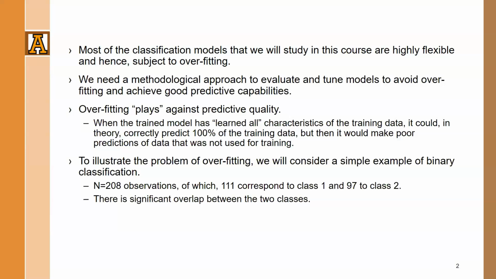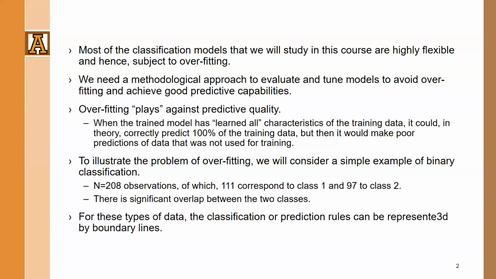Now we use here a simple example of binary classification with simulated data. We have n equals 208 observations. Of those 208 observations, 111 correspond to class 1 and 97 to class 2. So it's almost balanced. It's not highly unbalanced. And we will also generate the data so that there is a significant overlap between class 1 and class 2.